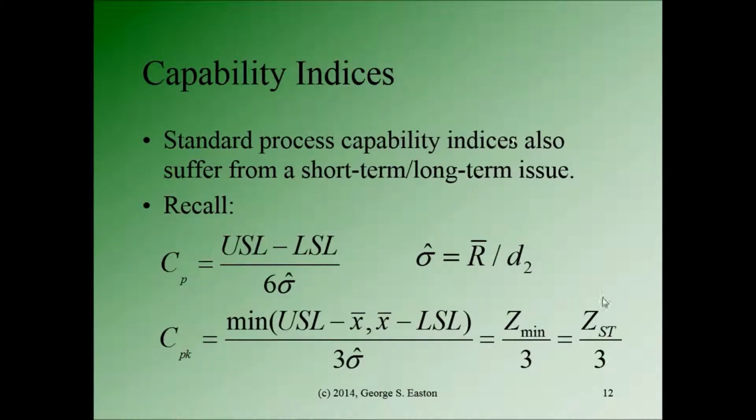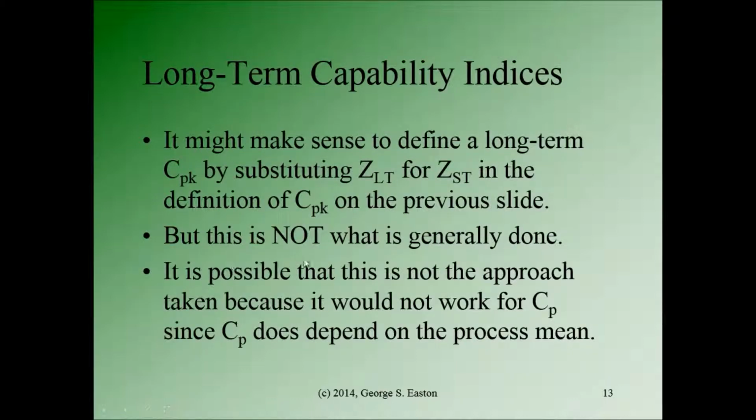So what I'm contemplating here is that we just take this z short-term and substitute the smaller z long-term, thereby making the process capability index smaller. But this is not what is generally done in practice. And it's possible that this is not done because the approach taken would not work for C sub p, since the C sub p does not depend on the process mean.